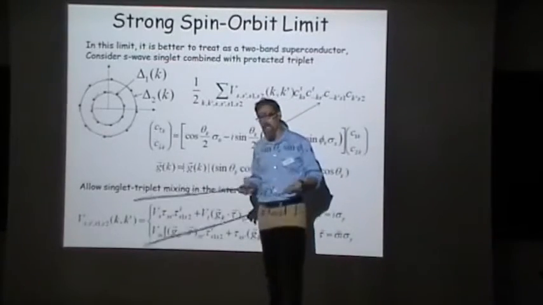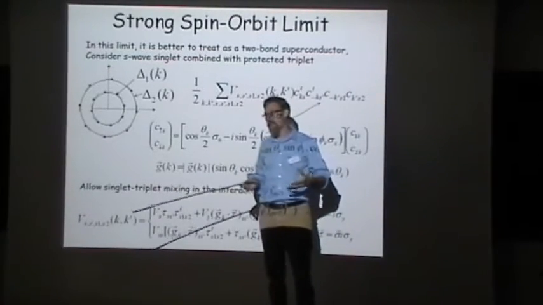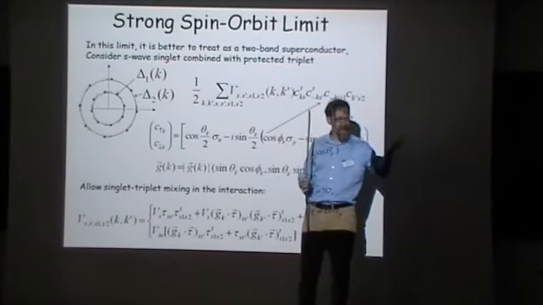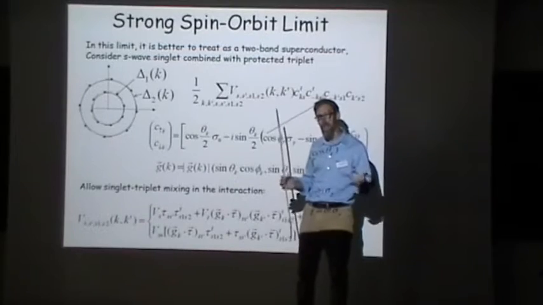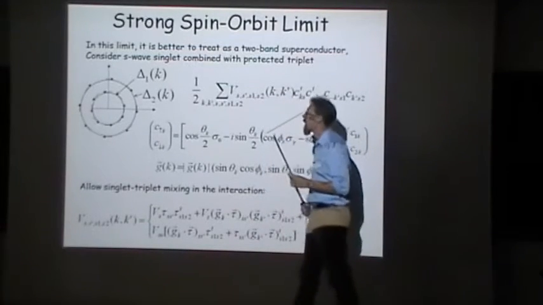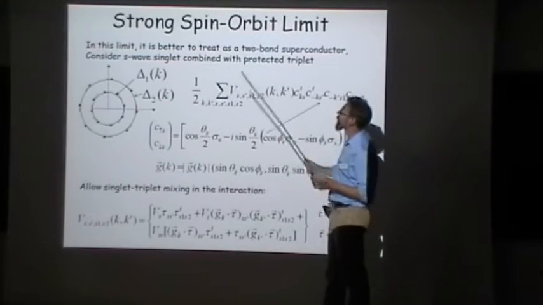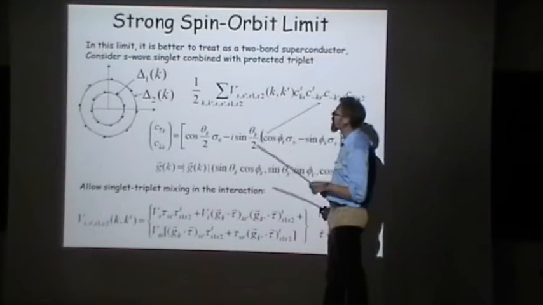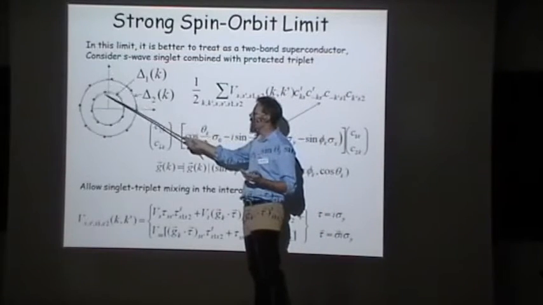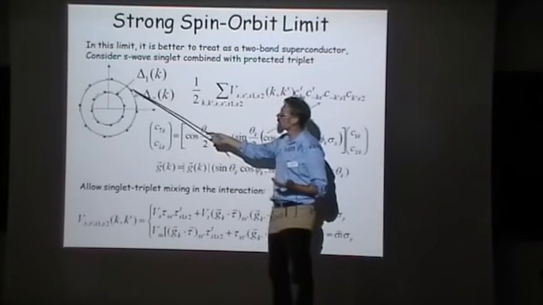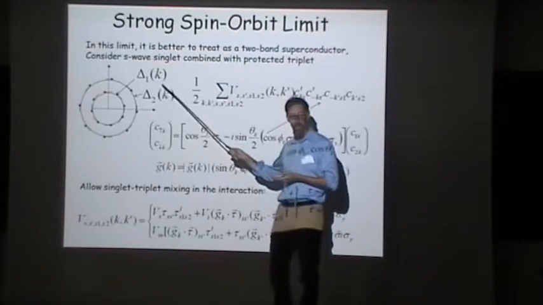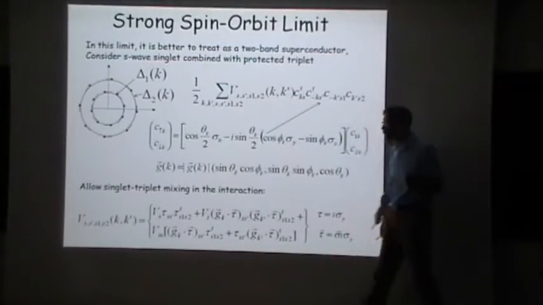Before I was talking about the weak spin orbit coupling case and ignoring a lot of singlet triplet mixing, and as was pointed out yesterday, in principle, I shouldn't work in the spin basis, but I should work in a band basis. And so now I want to go to the strong spin orbit limit and actually work in the band basis. In the band basis, you get two Fermi surfaces, and in principle, you should have two gap functions. And so this becomes a two-band system, much like what was discussed in the previous lecture.